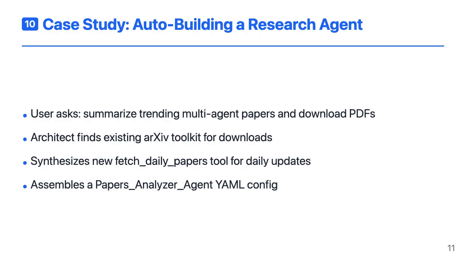To see meta-agent mode in action, consider a user who wants an agent that summarizes today's trending multi-agent papers and downloads the PDFs. The architect agent first searches the library and finds an archive toolkit that can download papers.